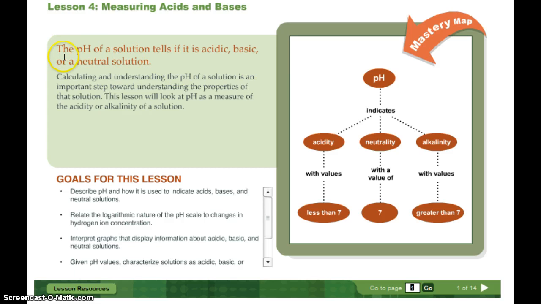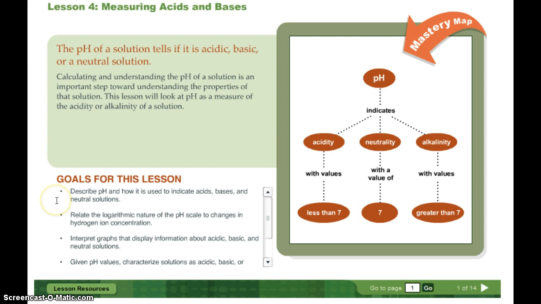The pH of a solution tells if it is acidic, basic, or a neutral solution. Calculating and understanding the pH of a solution is an important step toward understanding the properties of the solution. This lesson will look at pH as a measure of the acidity or alkalinity of a solution. And remember, alkalinity and basic are both talking about if something is a base.